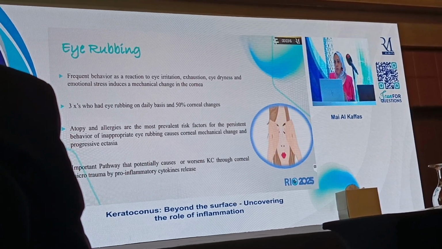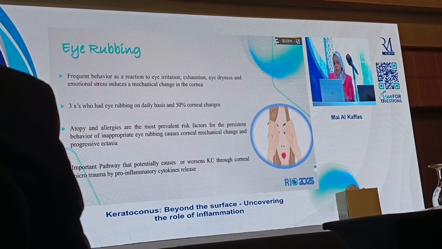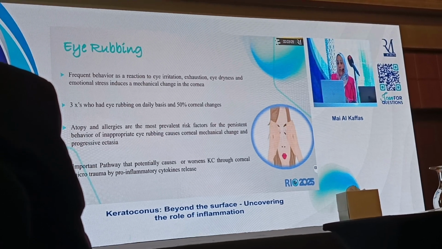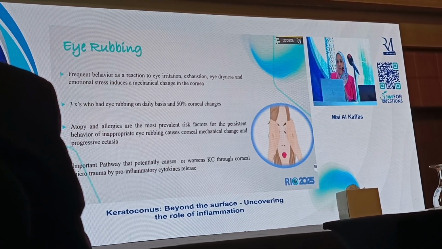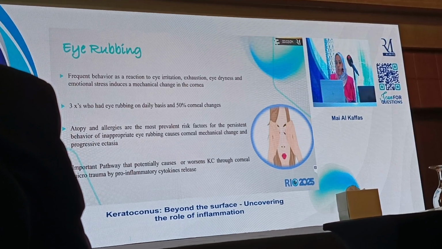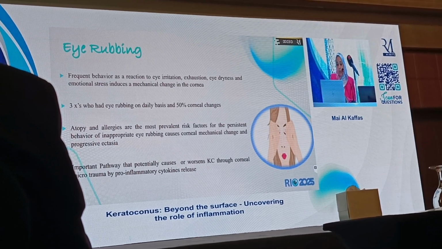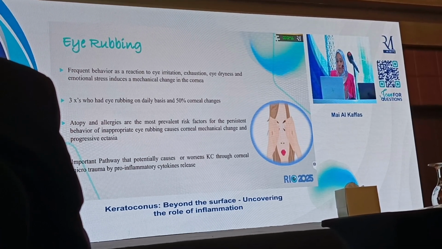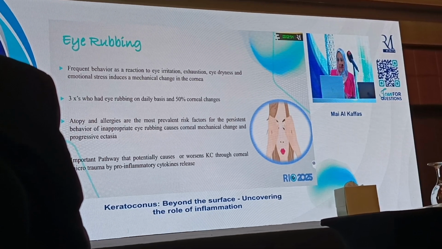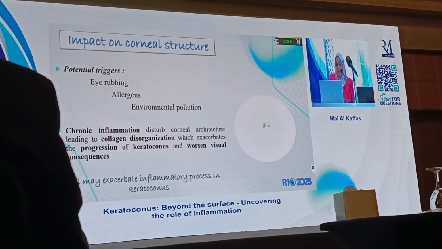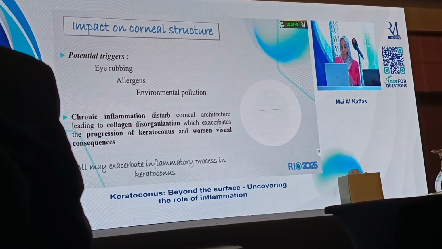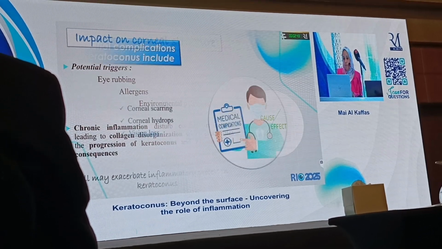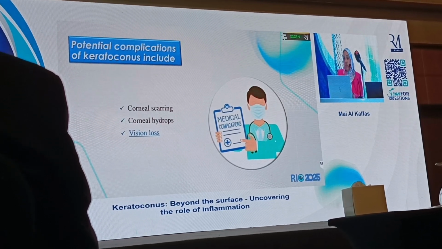Through eye rubbing, it's the main core. It is a frequent behavior, due not only to this but also to eye irritation, tension, eye dryness, and emotional stress. People who rub their eyes on a daily basis are 3 times more likely to have 50% of architectural corneal changes. Atopy and allergy are the most prevalent risk factors. It is a very important pathway through microtrauma and pro-inflammatory cytokines. The impact is chronic inflammation, which causes collagen disorganization, progression of keratoconus, and worsens the visual consequences. Complications include scarring and hydrops, up to vision loss.